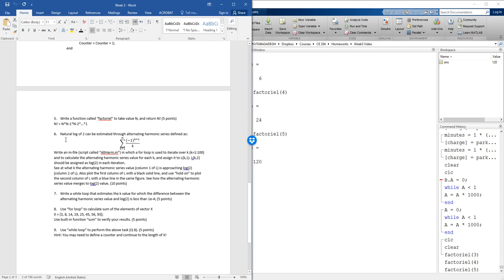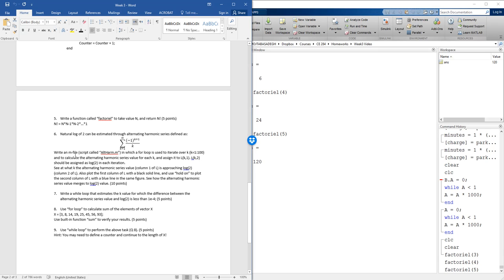Number 6 and 7 might be a little confusing. Let's focus on each question separately, and let's solve the questions separately. Question 6 separate from 7. So let's start with 6. The natural log of 2 can be estimated through an alternating harmonic series defined as the summation of k from 1 to infinity of minus 1 to the power of k plus 1 divided by k.